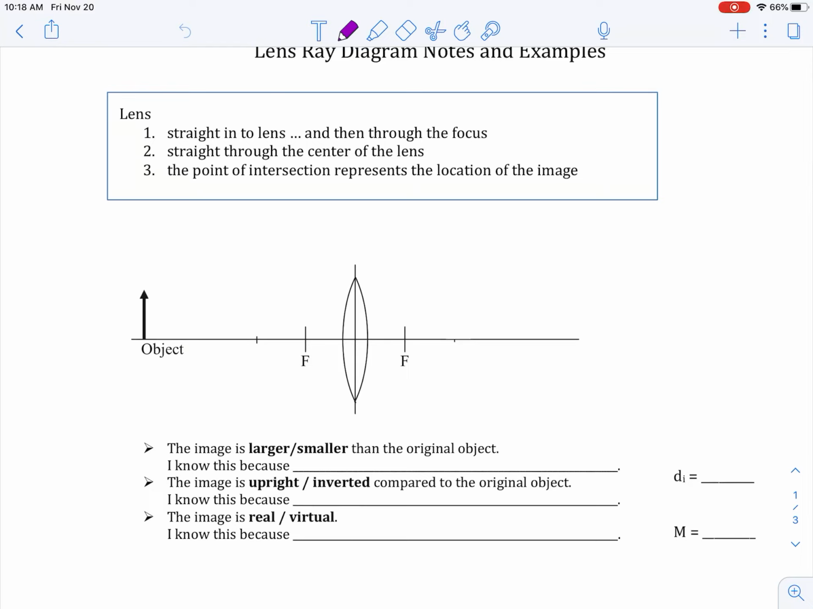Okay, so let's go ahead and look at some specific ray diagrams here. And I've already kind of gone through the instructions, so I'll do this rather quickly. The light is going to go straight into the lens and then through the focus.